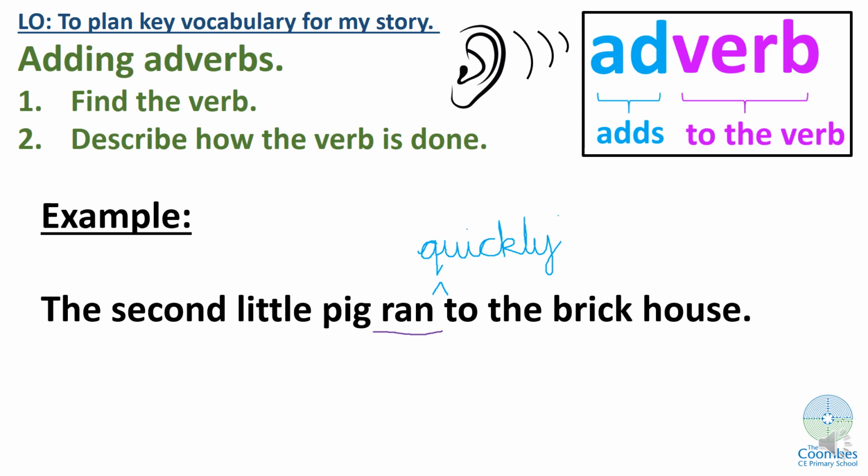And again, I've got my ly suffix on the end of the word to show us that this is an adverb. Now, there are lots of different types of adverbs, but we are going to be using ly adverbs today. Let's read my sentence again. Now I've put my adverb in. The second little pig ran quickly to the brick house. Again, a very good sentence.